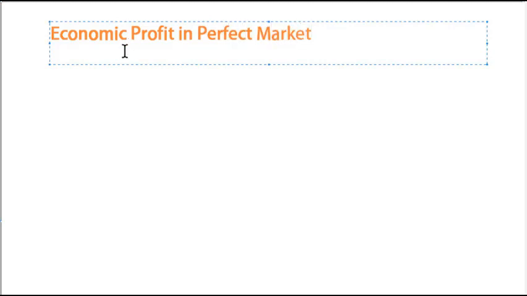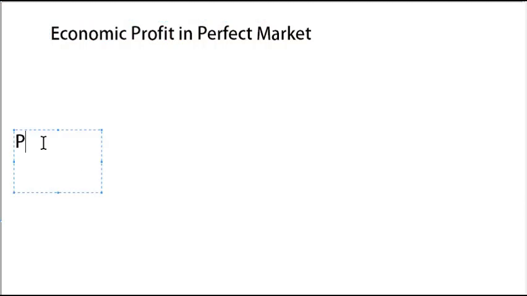Today's lecture is about the different graphs related to competitive markets. First of all, we will take the case of economic profit in a perfect market. In a perfect market, as we know, there are a large number of buyers and sellers, so there is a huge demand and huge supply. Nobody is controlling either demand or supply.